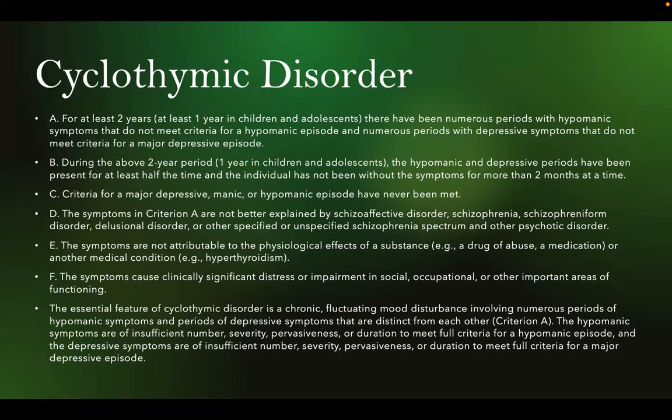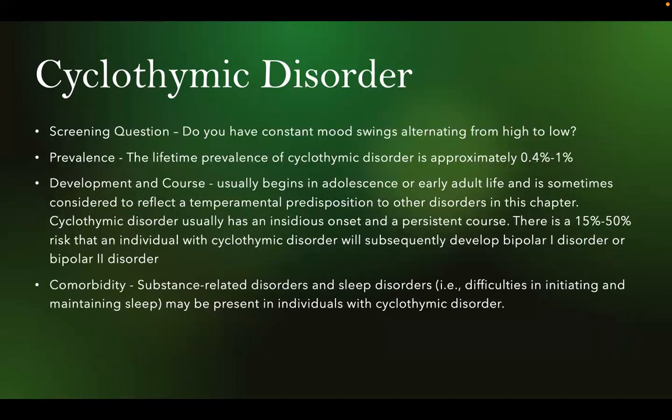So the essential feature of cyclothymic disorder is chronic fluctuating mood disturbance involving numerous periods of hypomanic symptoms and periods of depressive symptoms that are distinct from one another. These hypomanic symptoms are of insufficient number, severity, pervasiveness, or duration to meet full criteria for a hypomanic episode, and the depressive symptoms are also insufficient in number, severity, pervasiveness, and duration to meet full criteria for a major depressive episode. So a screening question here would be, do you have constant mood swings alternating from high to low?